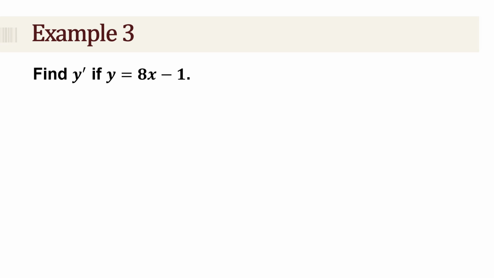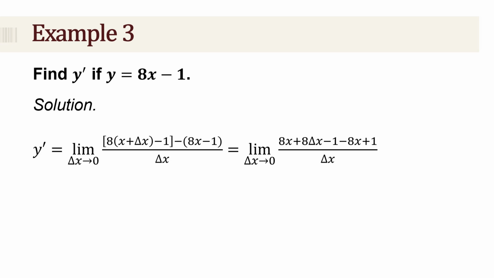We find y prime if y equals 8x minus 1. So by using the definition of derivative, we have y prime is equal to the limit of 8x plus delta x minus 1 minus 8x minus 1. So this is f of x plus delta x. This is f of x all over delta x as delta x approaches 0. So pag tinanggal natin yung mga parentheses, we have 8x plus 8 delta x minus 1 minus 8x plus 1.